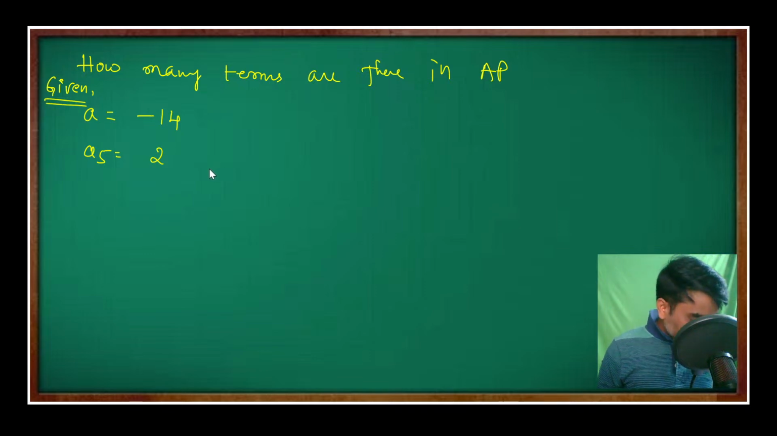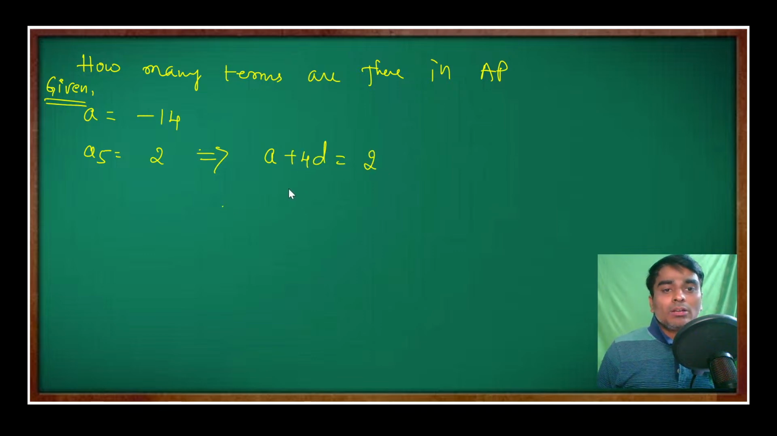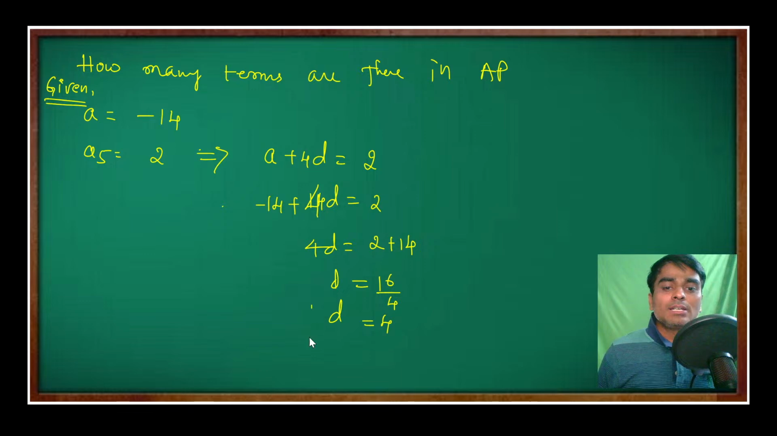It's okay, Nisarga, don't worry. First term is minus 14, then d is what? Fifth term, how will you write? Fifth term can I write as a plus 4d? Yes. Minus 14 plus 4d equal to 2. 4d is equal to 2 plus 14, which is 16. d will be 16 by 4, which is 4.